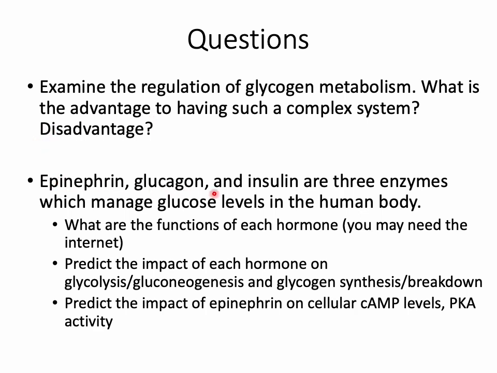The second question looks at the effect of specific hormones, such as epinephrine, glucagon, and insulin. These are three hormones, not enzymes, which manage glucose levels in the human body. First, I'd like you to think about what the functions are of each hormone. As a hint, you might need to use your textbook or the internet to find this out, but frankly, you can probably punch that into Google. Secondly, based off of the function, can you predict the impact of each hormone on glycolysis and gluconeogenesis, as well as glycogen metabolism? And then finally, predict the impact of epinephrine on cellular cAMP levels and protein kinase A activity.